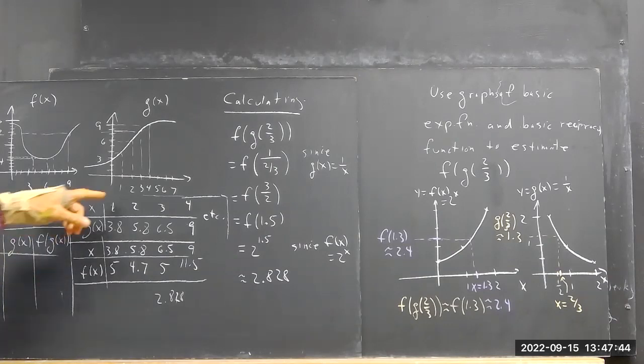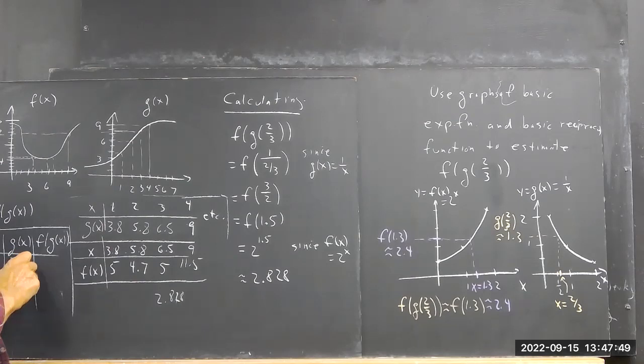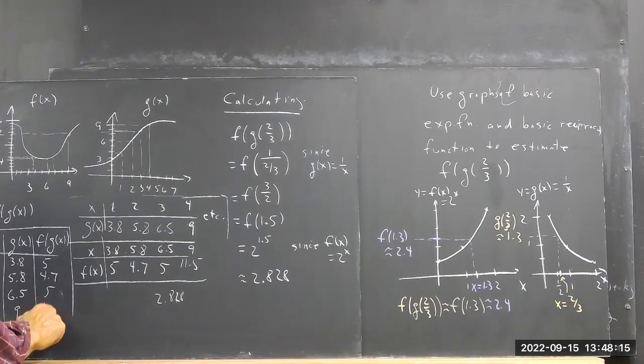Find that out. If x is 1, then g of x is 3.8, so f of g of x is 5. If x is 2, g of x is 5.8, according to the estimate, so f of g of x may be 4.7. If x is 3, g of x is 6.5, so f of g of x we estimated to be 5. And then if x is 4, g of x is 9, so f of g of x is about 11.5.